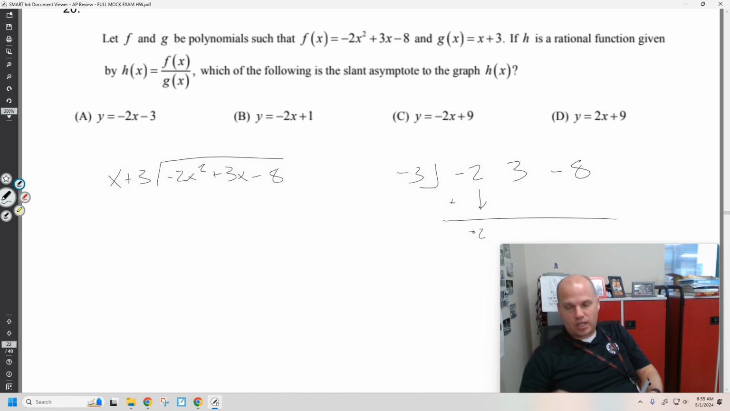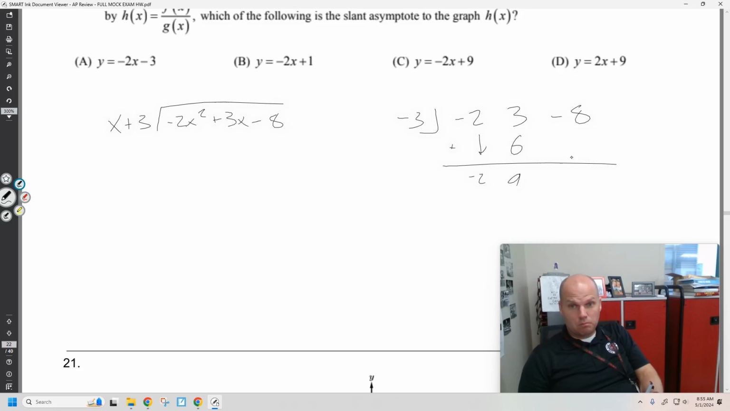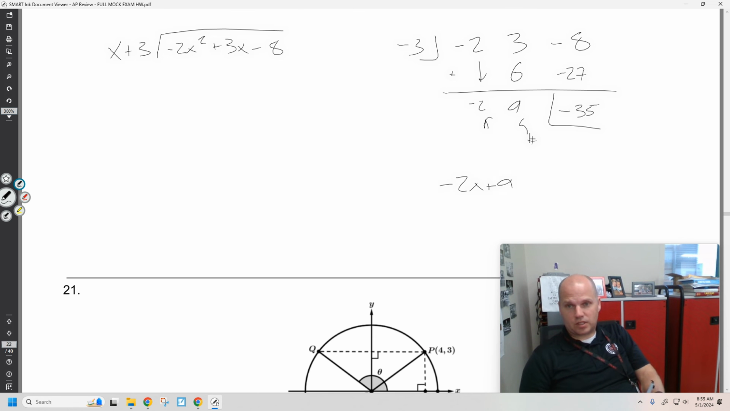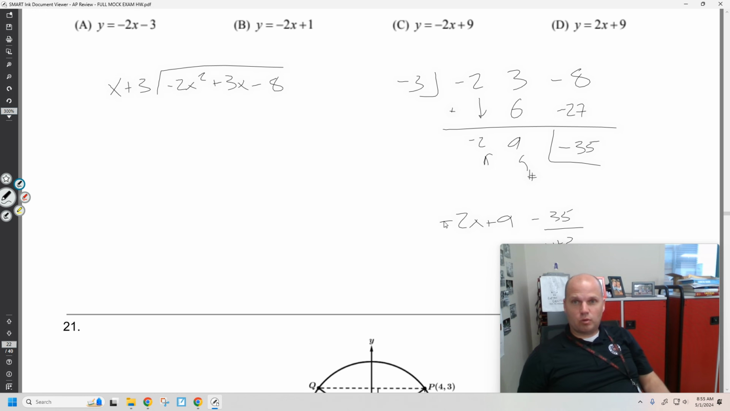Bring down the first thing just because you'll see it ends up coming down. Multiply, add, multiply, add. We don't really care about the remainder because it'll go away. These are my numbers. These are my x's. So I have negative 2x plus 9 minus 35 over x plus 3. As x approaches infinity, this goes to 0. My end behavior will be negative 2x plus 9.